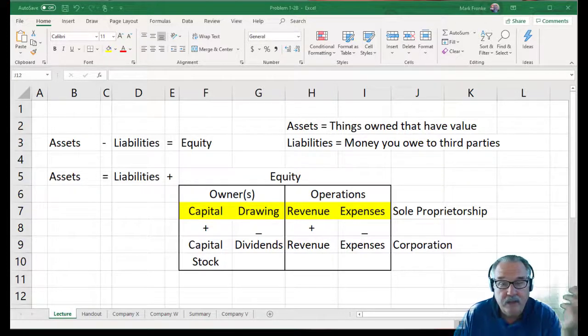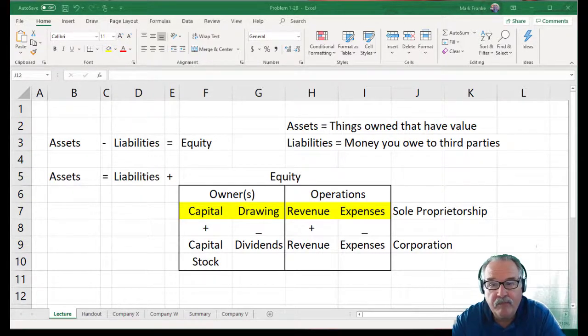So liabilities is money that you owe for things you've gotten the benefit for in the past, whether it's a vendor that sold you some goods that you have to pay for, or employees that have worked for you that you owe them their wages, or a liability could be money that we borrow from the bank that we agree and promise to pay back in the future.